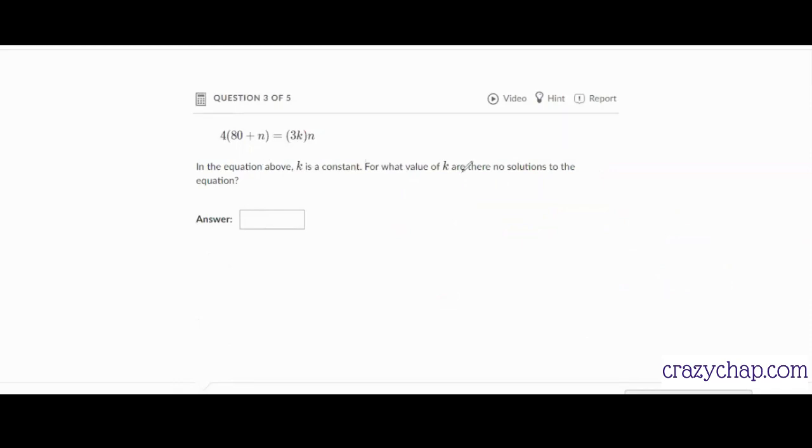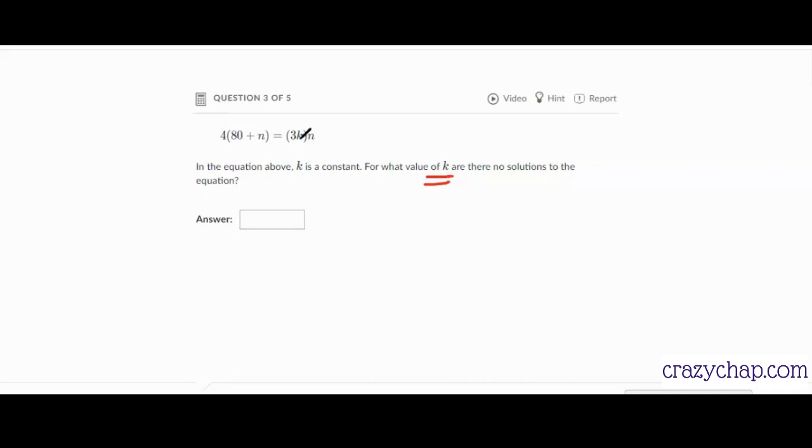Have a look at question number 3. In this equation above, k is constant. For what value of k are there no solutions to the equation? So we have to find the value of k for which there are no solutions.